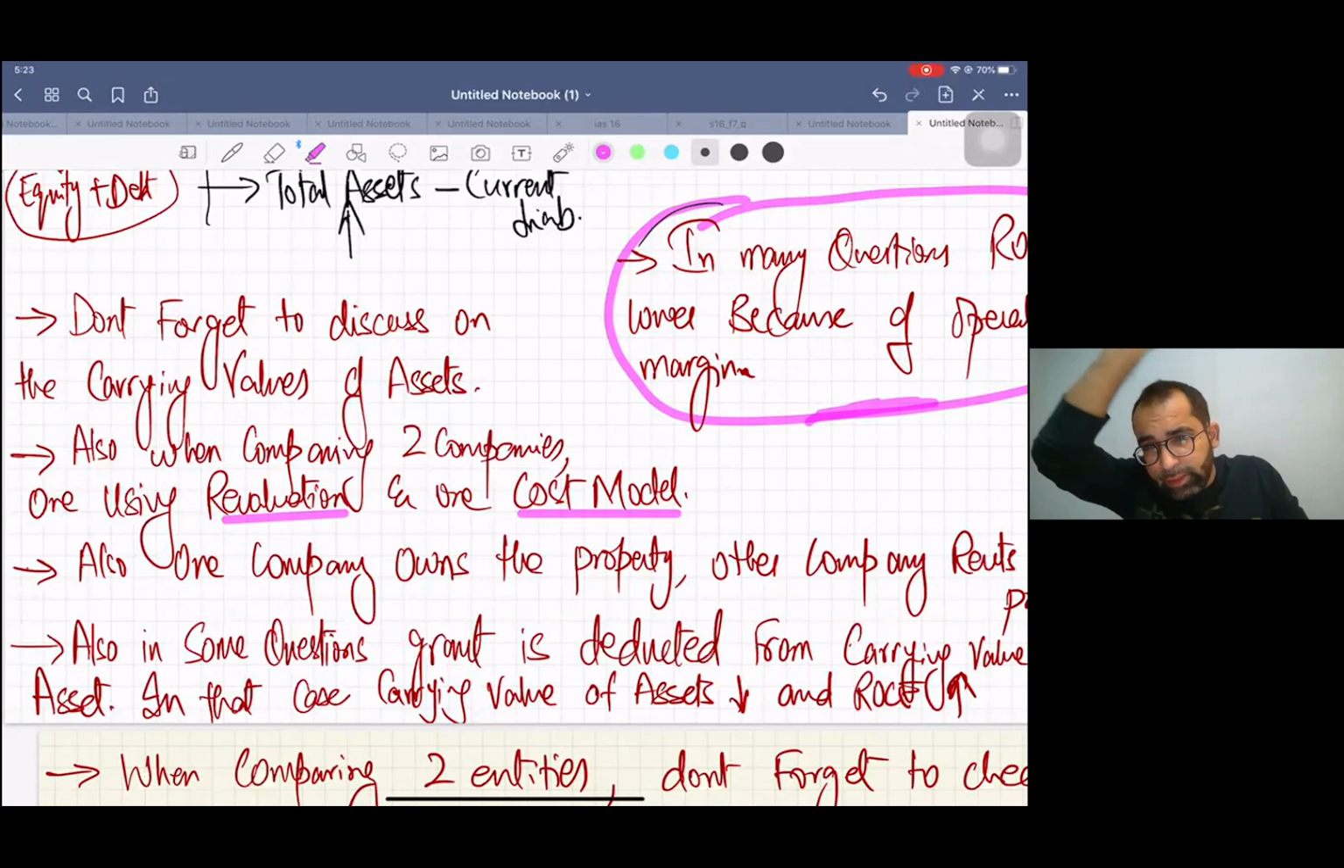Now the question is, sir, how can we recognize the revaluation model? By using your eyes: revaluation reserve. If there are two companies and in one company's balance sheet there is a revaluation reserve, you can easily identify that this company is using the revaluation model. Yes or no?